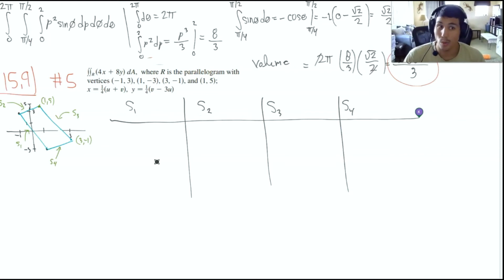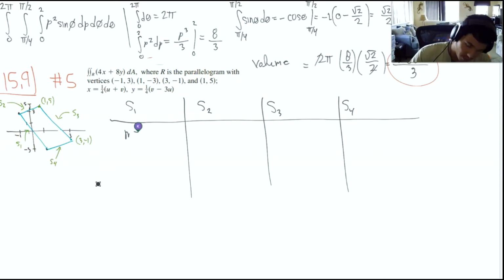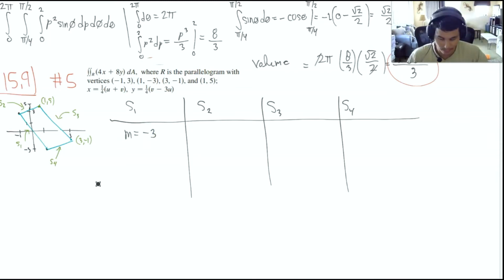And now we got to write y equals mx plus b equations for every single S. Okay, S1. Let's think. It starts at 3 and goes all the way down to -3, so its change in y is -6. But what's its change in x? Its change in x is -1 to 1 in the positive direction, so it's going down 6 to the right. Okay, so its slope is -3. Right, -6 divided by 2.